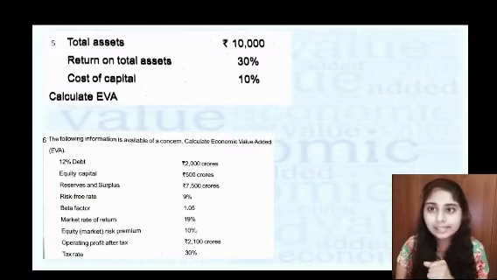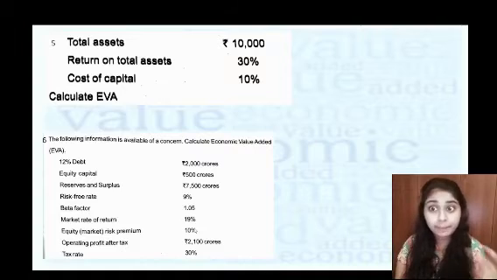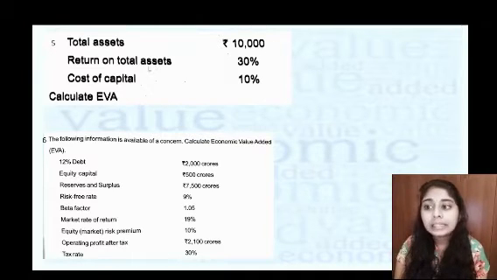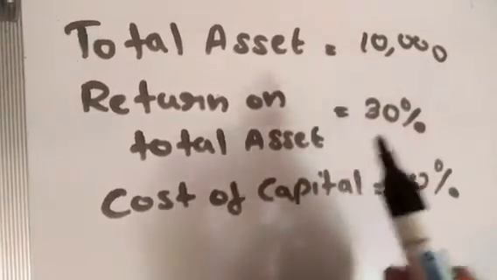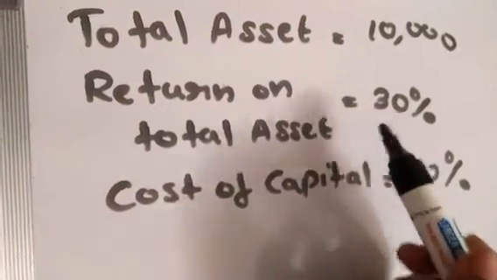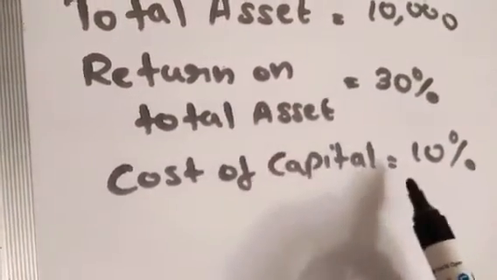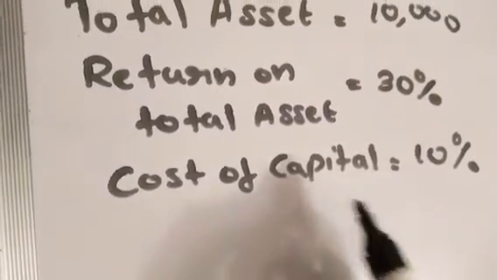Okay, so now let's see how to calculate the economic value added, the main topic. We have reached that point. It is given in the fifth question that the total asset is 10,000, return on total asset is 30%, and cost of capital is 10%, and we are asked to calculate the economic value added. So let's go and calculate it.